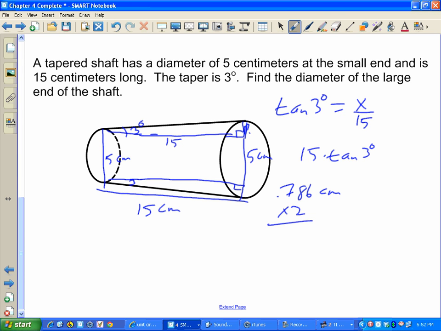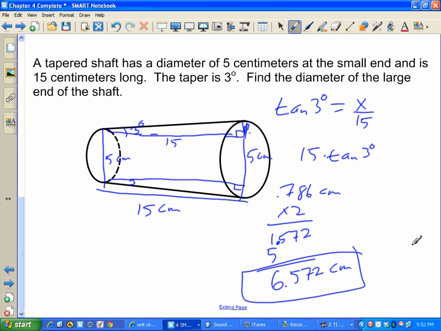I've got 2 of those. Okay, so I've got an extra 1.5 centimeters. Add that onto the 5 centimeters I had. So I have about 6.572 centimeters at the wide end. Okay, so there's a couple applications of trigonometry that you can use.